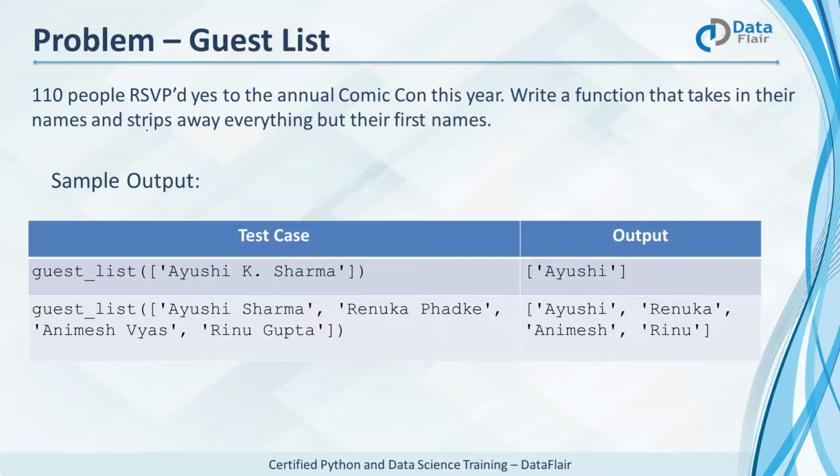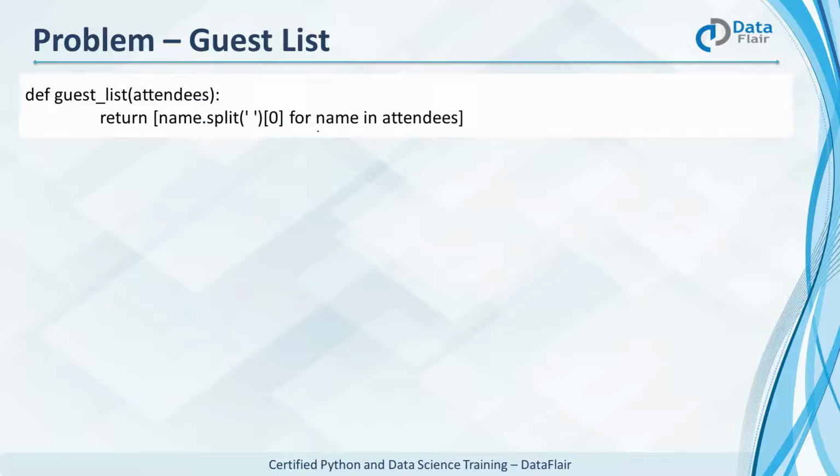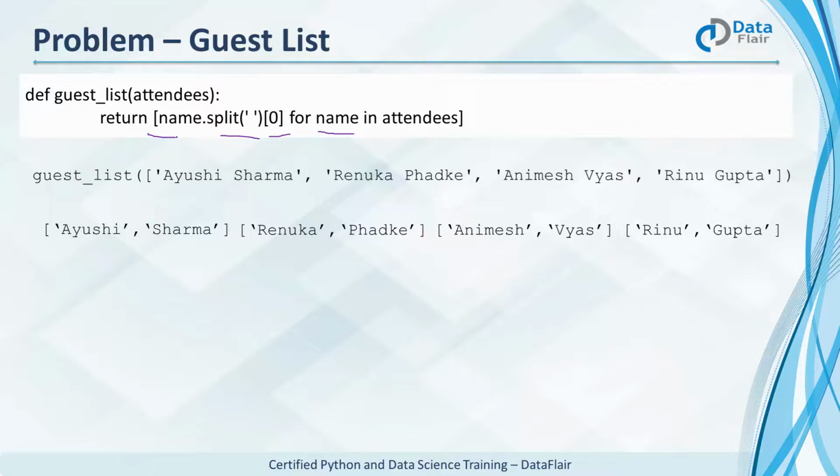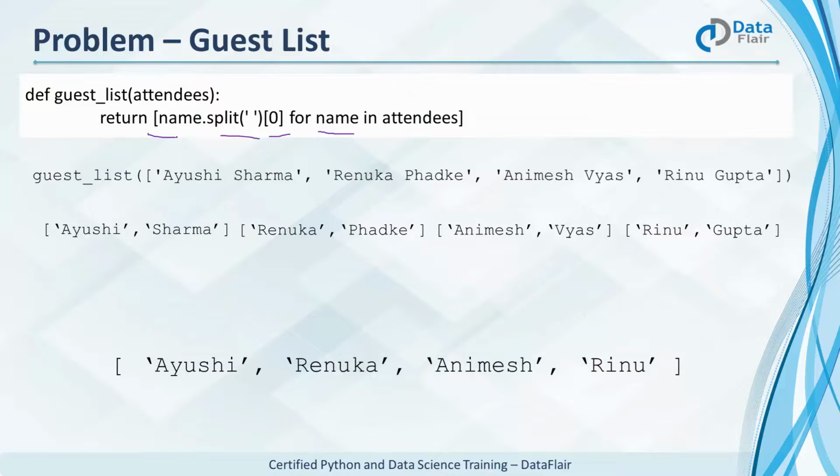110 people RSVP'd yes to this year's annual Comic Con. Write a function that takes a list of their names, then strips away everything but their first names. For each name in the list of attendees, split it around the space and just keep the first name. Use a list comprehension and return the list. This is the call to the function. These are the lists it creates for each name. Of these, it only takes the first names and creates a list and returns it.